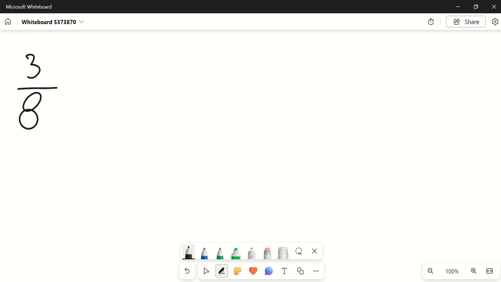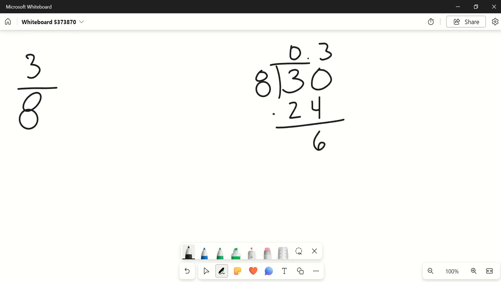Now, we can put this in a calculator to make it easy, or we can do this. 3 divided by 8. 8 will not go into 3, so it'll be a 0 with a decimal. We annex zeros. Now, counting by 8s, I know that 8 will go into 30 3 times, which will be 24. When I subtract 24 from 30, I'll end up with 6. Now, 8 cannot go into 6, so I need to bring down a 0.